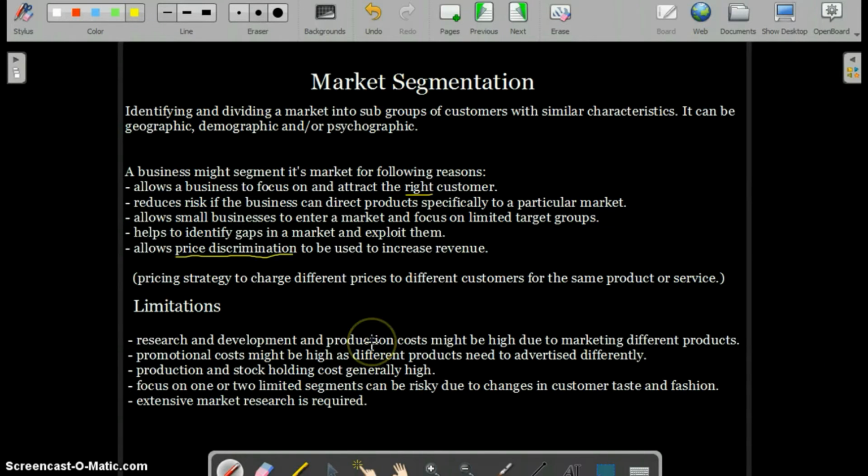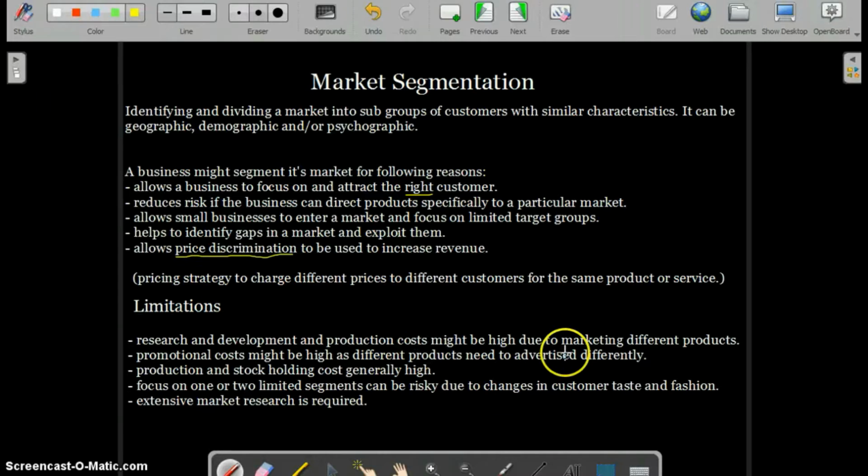Now, what are the limitations of market segmentation? Market segmentation, of course, needs some research and development. You need market research to identify these subgroups. So this involves a high cost of marketing. There's also a high production cost in order to make the products for the specific market.